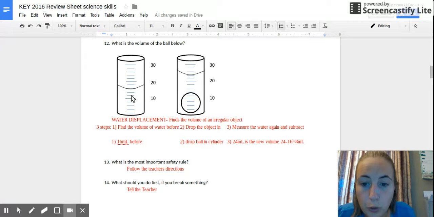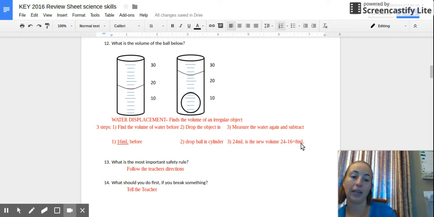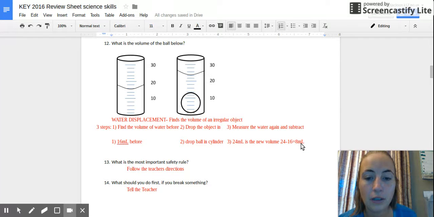It counts by 2s. 2, 4, 6, 12, 14, 16. We drop the ball in. The 3rd step right here, to measure it afterwards, it counts by 2s. That big line's 20, 22, 24. 24 minus 16, we have 8 milliliters. 3 steps to measure an irregular shaped object. Find the volume of the water before, drop the object in, find the difference, subtract.